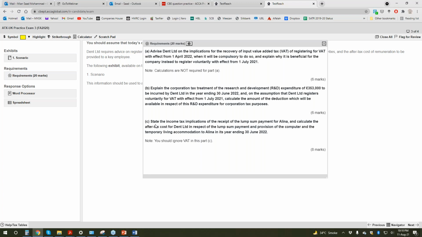We will only state the implications for the lump sum payment of Alina. Yesterday we talked about inducement payment. I do not know at the moment whether it will be an inducement payment, but if this lump sum payment is an inducement payment for Alina, then it will be taxable for her. And for us, being the employer, we have to pay employer NI on that as well.